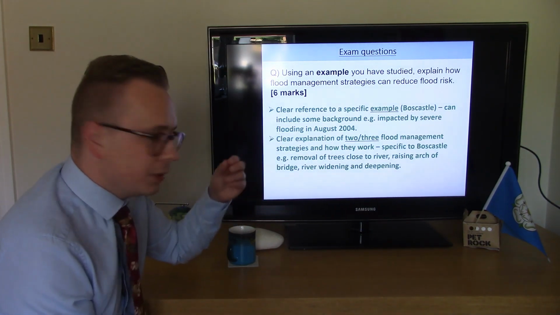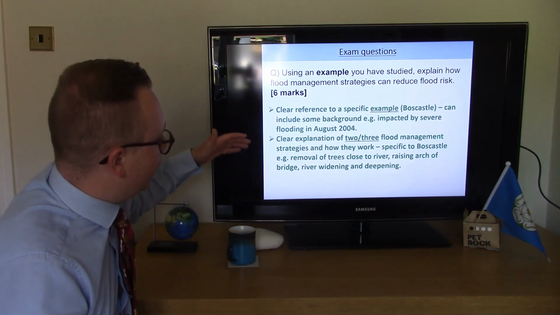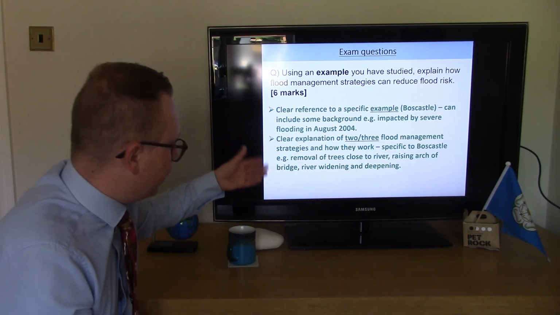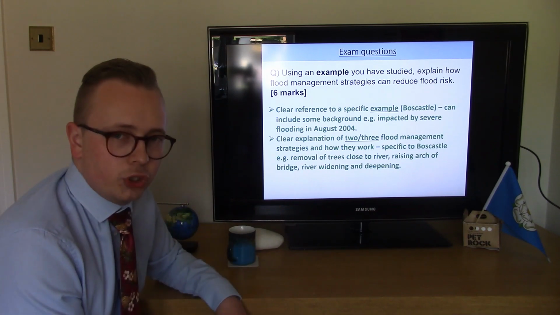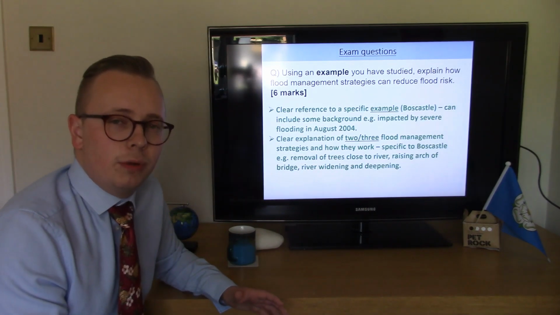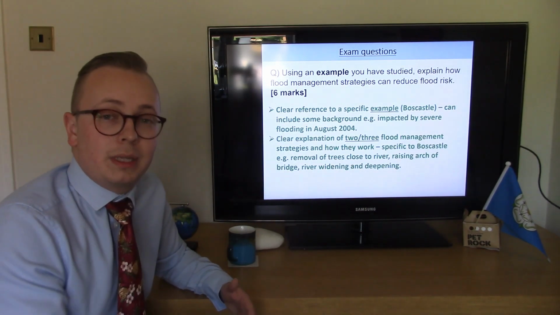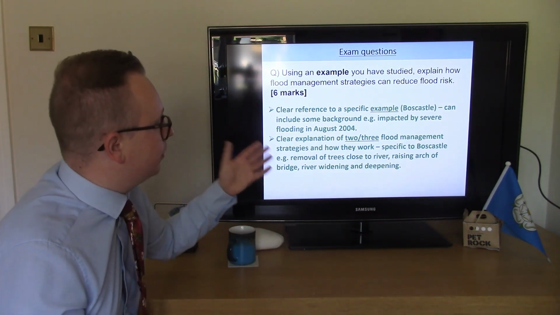Now ideally they'll be specific to Boscastle, such as things like the removal of trees close to the river, the raising of the arch bridge, widening and deepening of the river channel. It wouldn't be wise here to refer to things like dams and reservoirs because they're not relevant to this specific example.